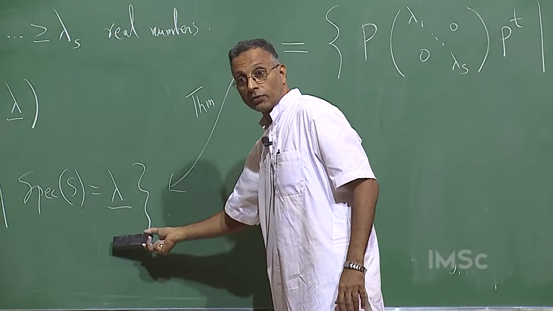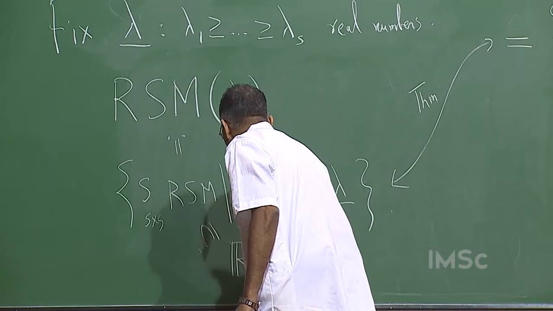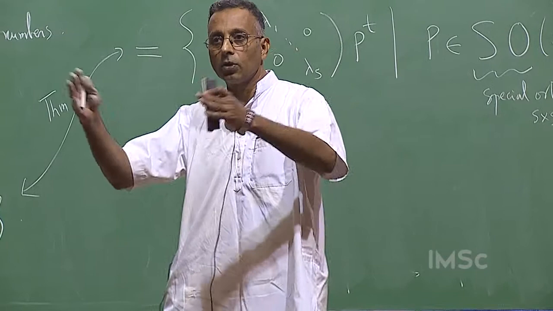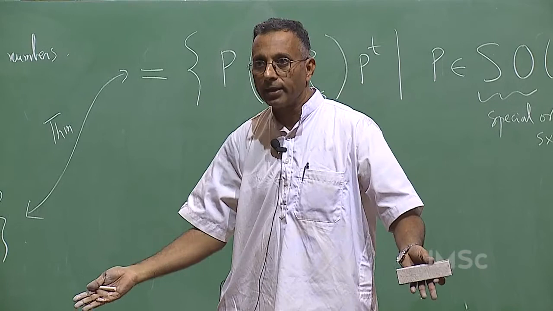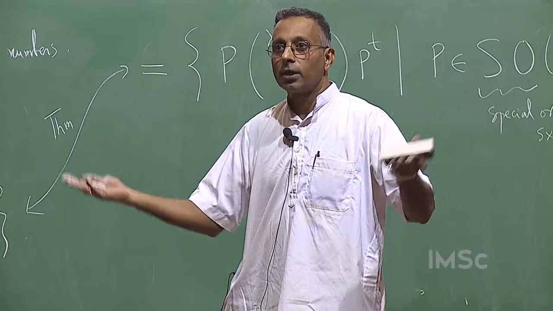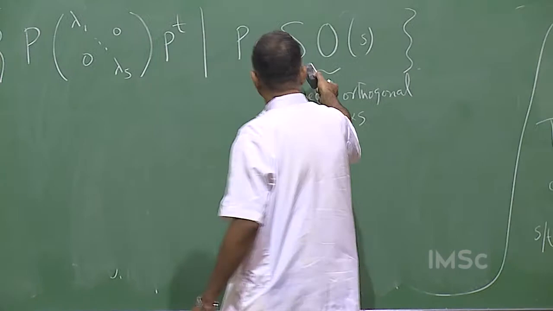Okay. So observe that what is this? This is a subset of R^(S squared). This is an S cross S matrix of real numbers, so I can think of this as R^(S squared). So it's some subset living in some Euclidean space. So you can ask topological questions, right? Is it closed? Is it compact? Is it connected, etc.? And we'll be able to answer that using properties of this description.